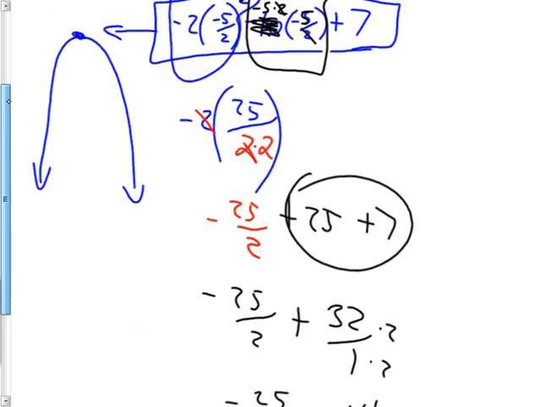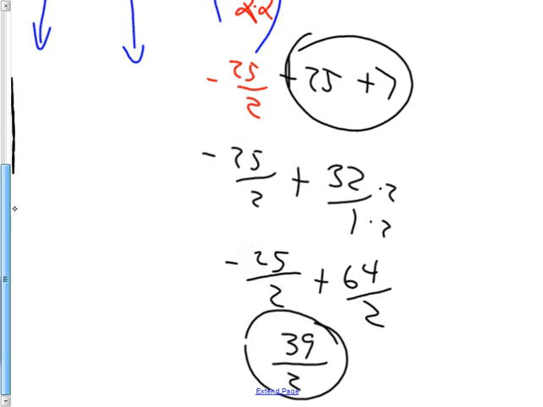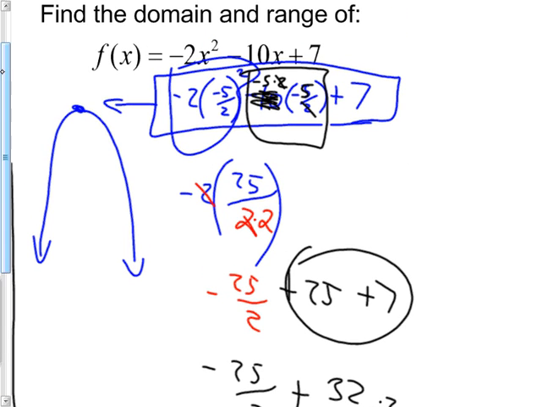Okay, so what was the point of this question? Find the domain and range. We already knew the domain. Domain was negative infinity, positive infinity. So then what we were really doing was finding the vertex. So 39 over 2 is the y of the vertex. Whew. That means how high it goes. That means the highest it goes was 39 over 2. So that means the range of this thing was from what to what?